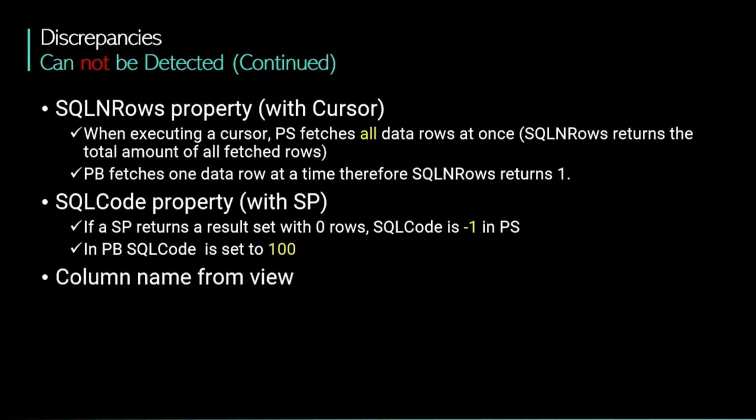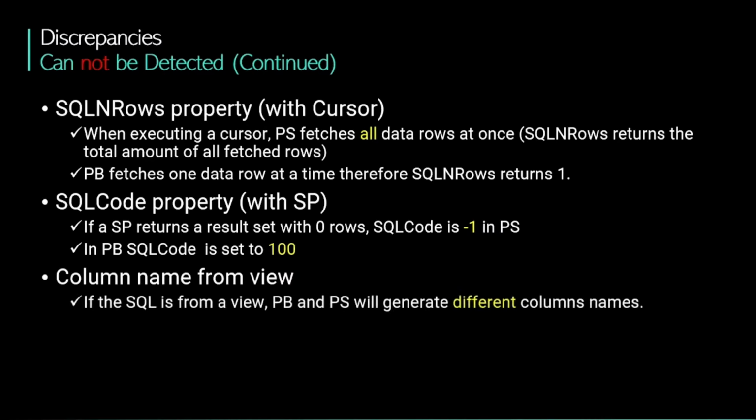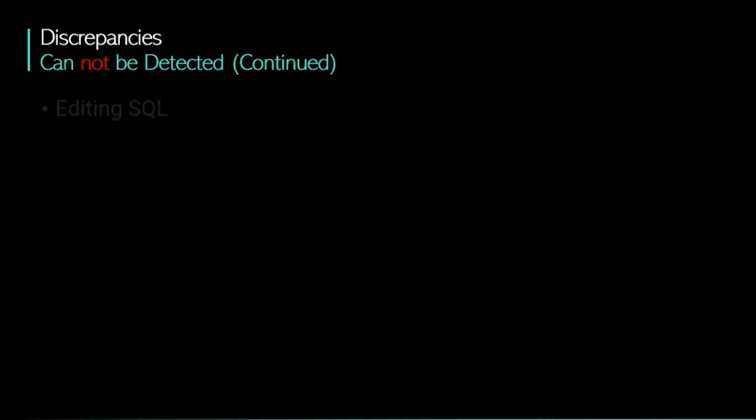Column name from a view. Notice that in SQL from a view, PowerBuilder and PowerServer will generate different column names. So of course this could be an issue because what happens now is you have some kind of SetItem right after the actual retrieve, and the column names don't match the column names in the DataWindow object versus the SQL result set.